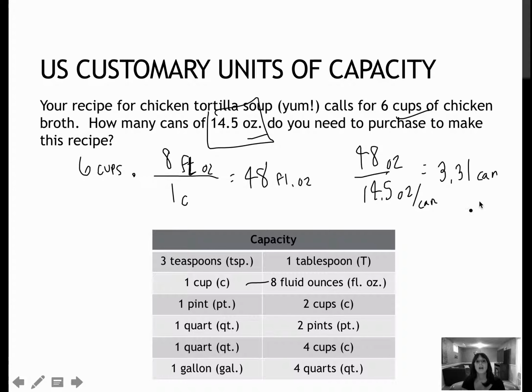I can't buy 0.31 of a can, so this is where you kind of have to use your noggin instead of just using your calculator. How many cans do I need to purchase? I need to purchase 4 cans so that I have enough. And yes, I'm going to have a little bit left over, but I need 4 full cans of chicken broth.